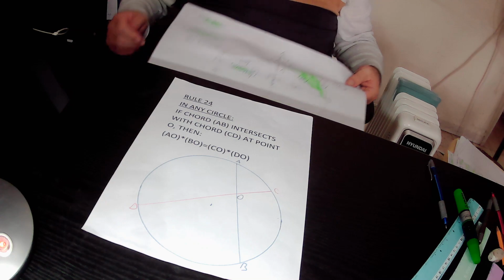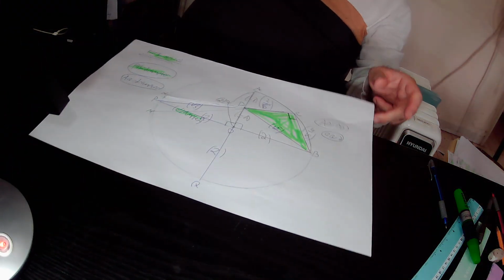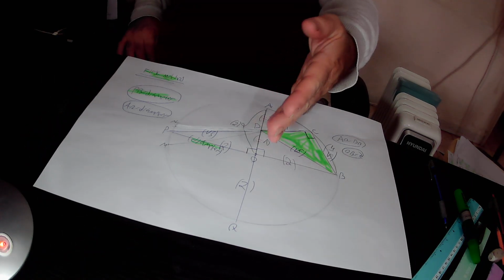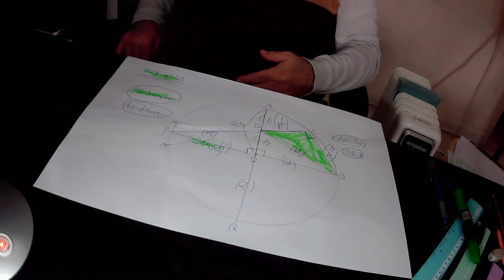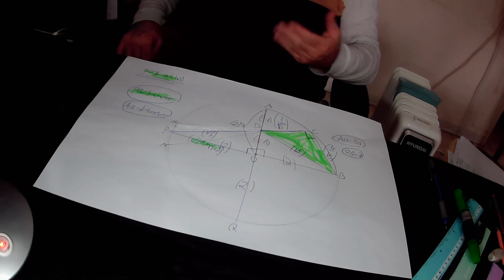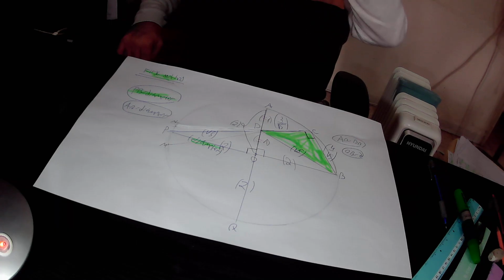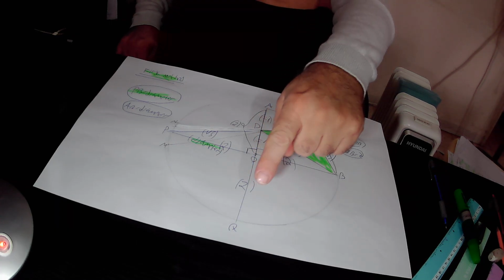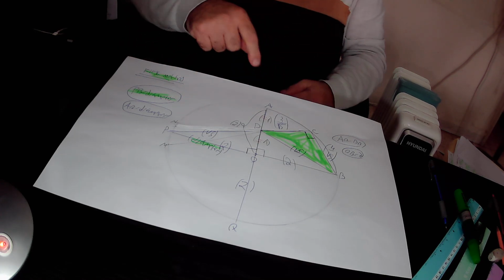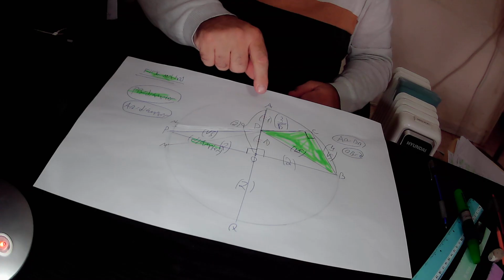Why? Because in our drawing, AQ is the diameter of the circle, and therefore it is a chord, actually the biggest chord in the circle. So in the drawing we have chord AQ that intersects with chord CP at point D.